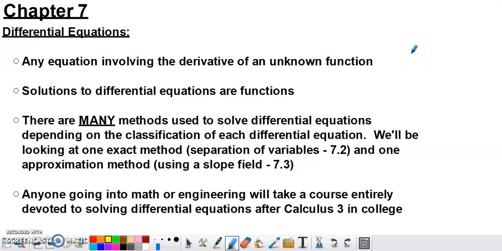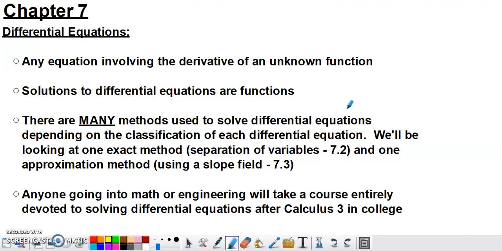In this video, we are going to take some time to talk about what a differential equation is. So this is just a little bit of an intro to what we're going to be looking at for the next few lessons. Differential equations are any equations that involve the derivative of an unknown function, and the solution to a differential equation is going to be the function that has the derivative that you begin with. So you start with a derivative and you're trying to produce a function that has that as its derivative.